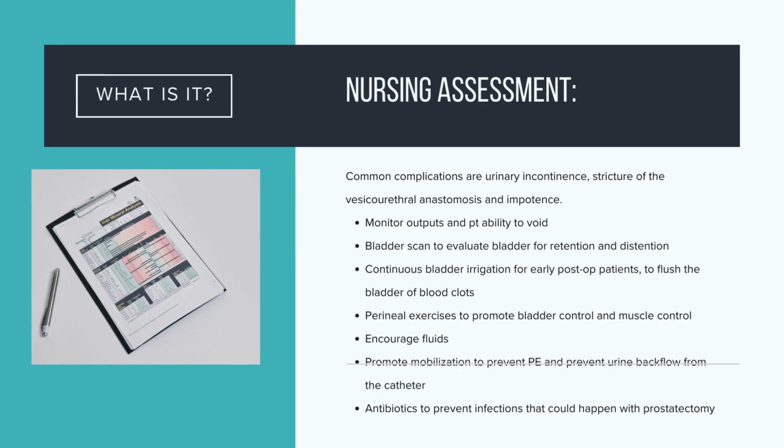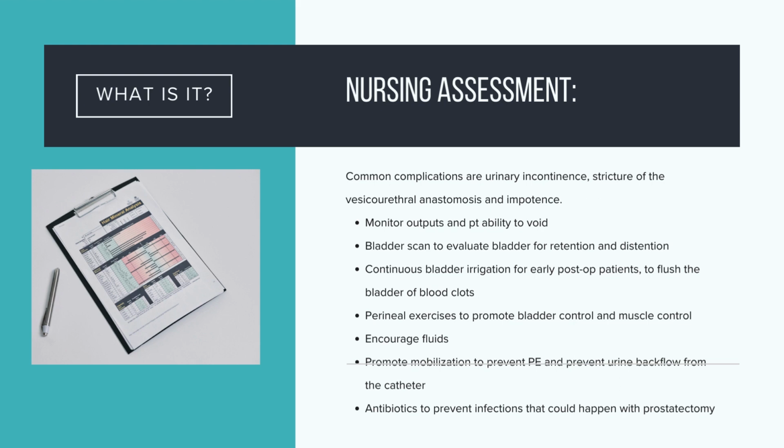The goal of nursing assessment and interventions is to prevent post-op complications. Common complications include urinary incontinence, stricture of the vesicourethral anastomosis, and impotence. Aside from common nursing interventions such as mobilization and hydration, it is important to evaluate for any signs and symptoms of these complications occurring. After a prostatectomy, it's important to monitor outputs and the patient's ability to void.